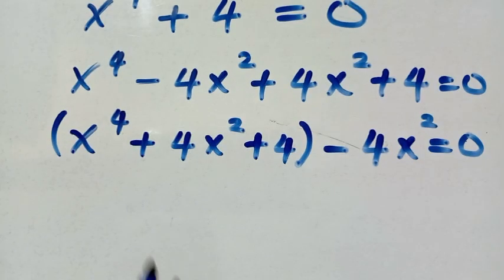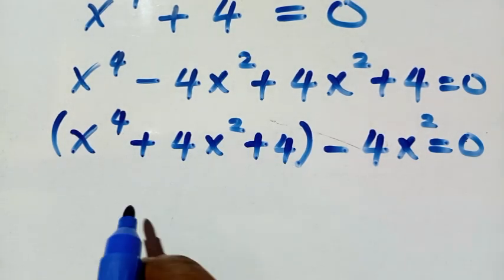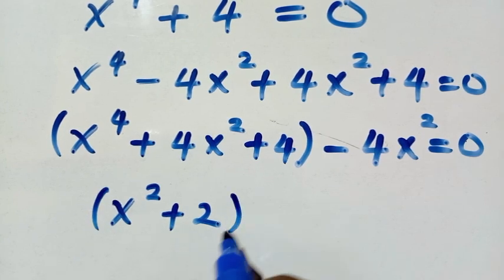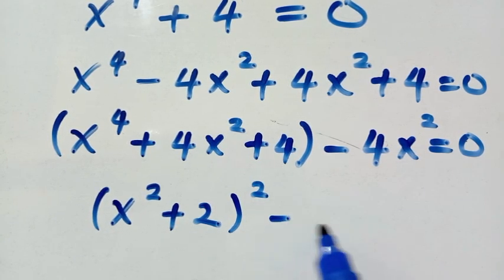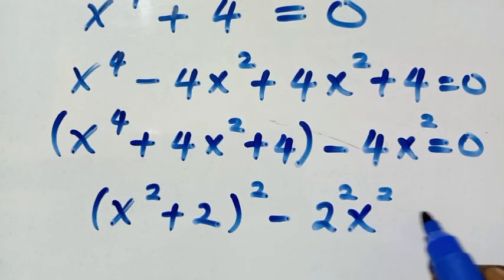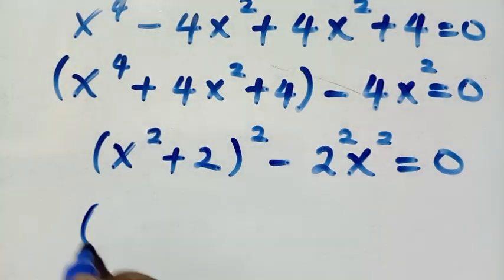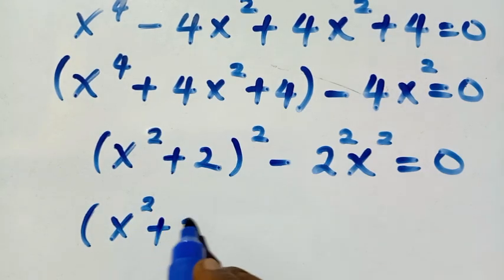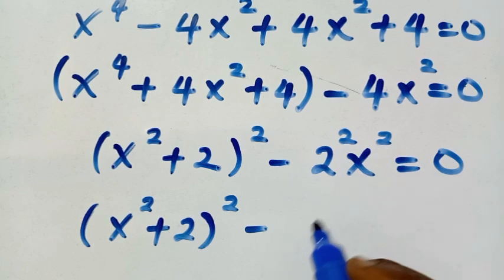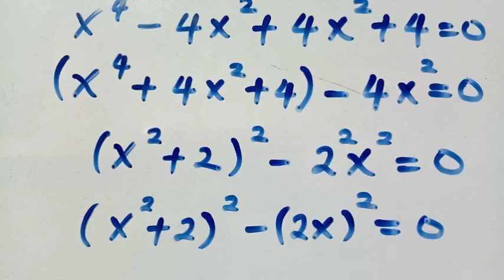Then we have x to the power 4 plus 4x squared plus 4. This is the same thing as x squared plus 2, raised to power 2, minus 4x squared, which we can write as 2 raised to power 2 multiplied by x raised to power 2, equals 0. So 2 squared x squared is the same thing as 2x raised to power of 2.